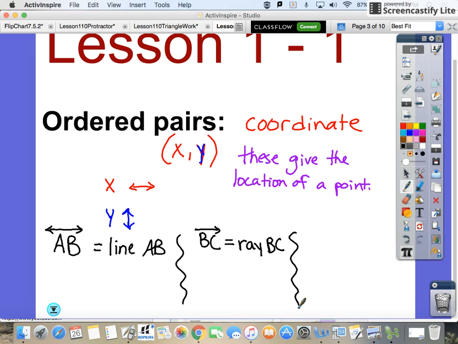And then last is, let's say CD with a line like this. This is called segment CD. This is why your teachers got so weird about making sure you put arrows on the end of your line. Because if you don't, it's called a segment. They're 2 different things.